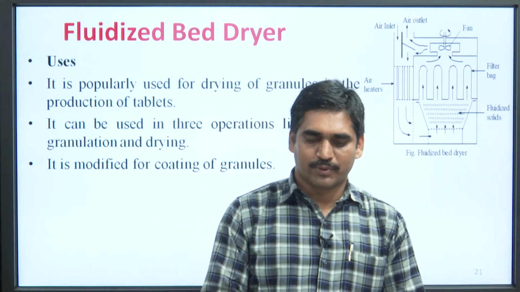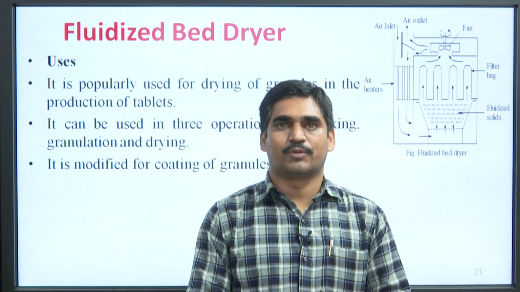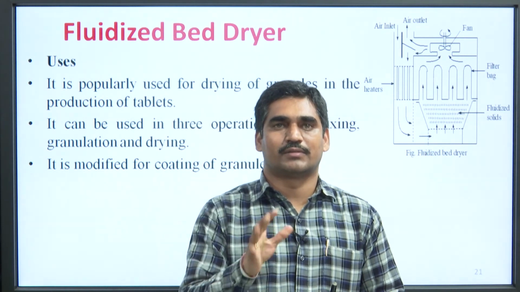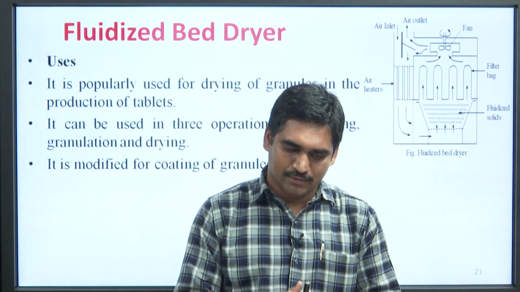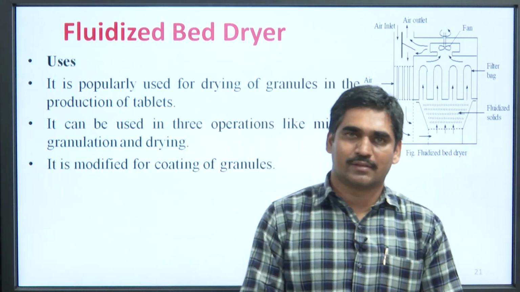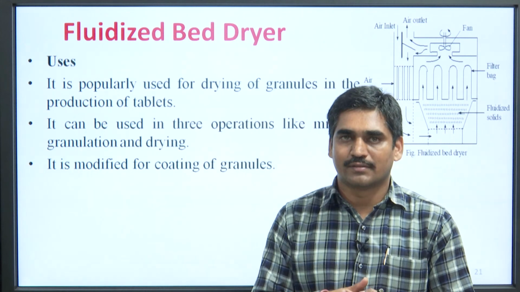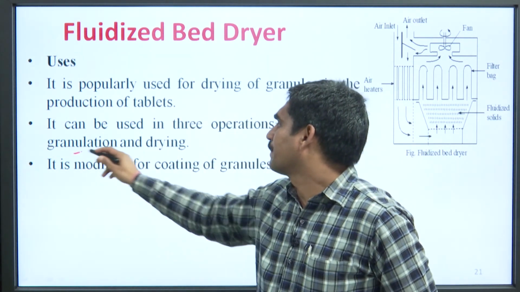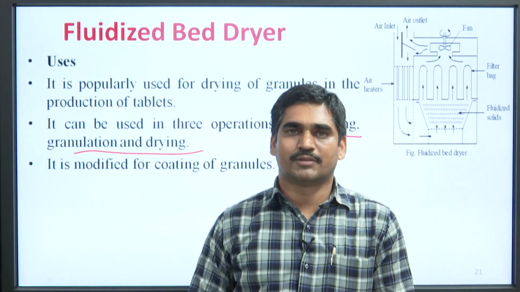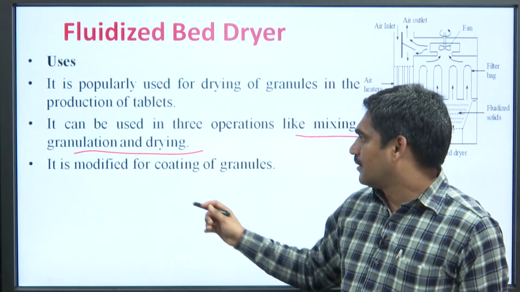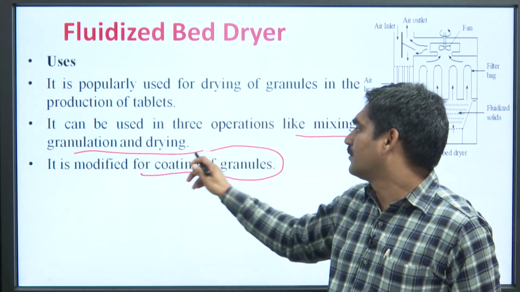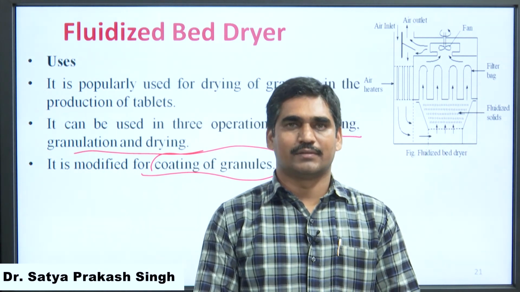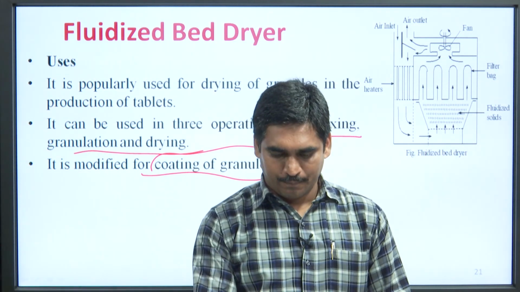It is popularly used for drying of granules which are used in the production of tablets. This can be used for 3 operations: mixing, granulation and drying. All these 3 purposes can be done with this fluidized bed dryer. It can also be used for coating of granules. So, these are some applications of fluidized bed dryer.